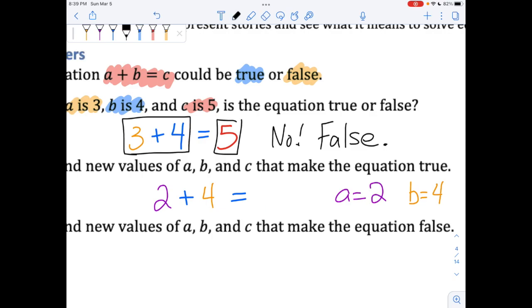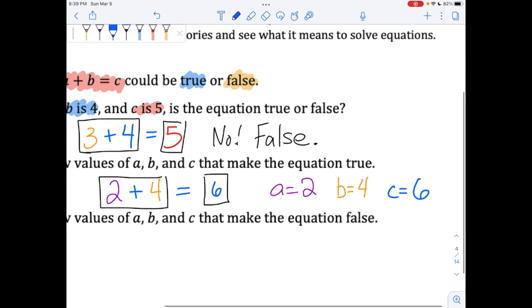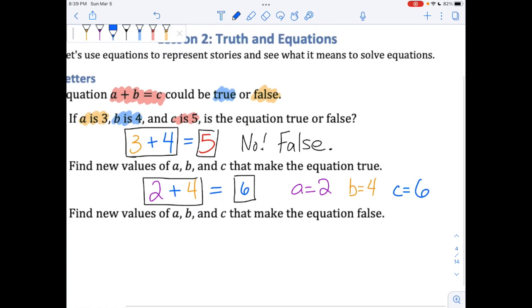Well, if I want it to be true, now I have to say, well, 2 plus 4 has a value of 6. So we'll write that. C equals 6. You could pick lots of different numbers, but if a equals 2, b equals 4, and c equals 6, then a plus b equals c.